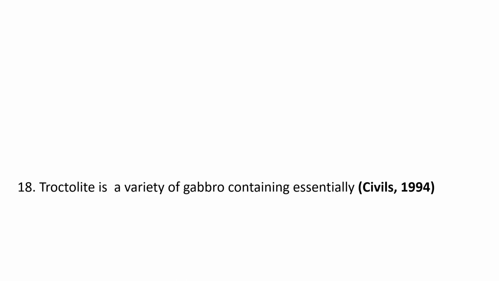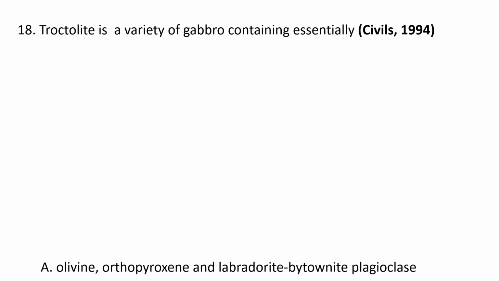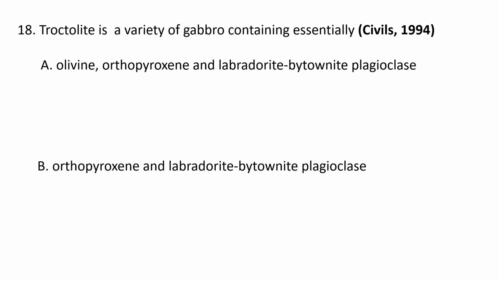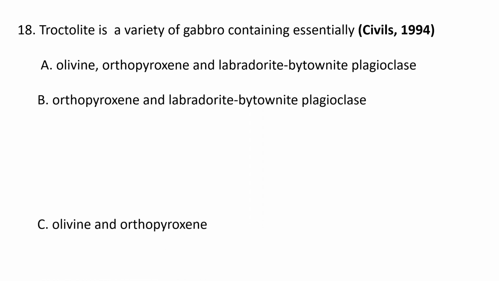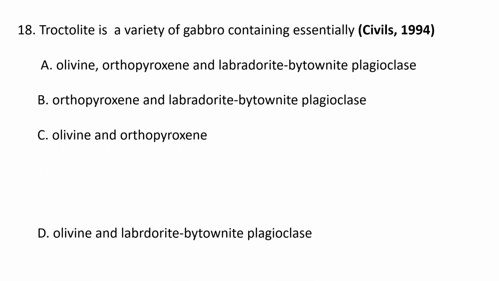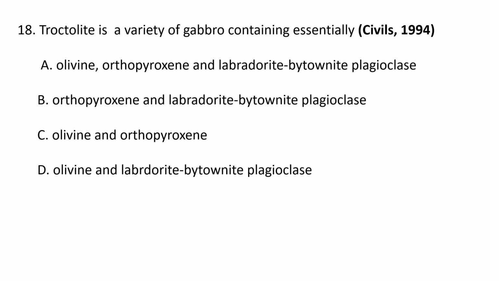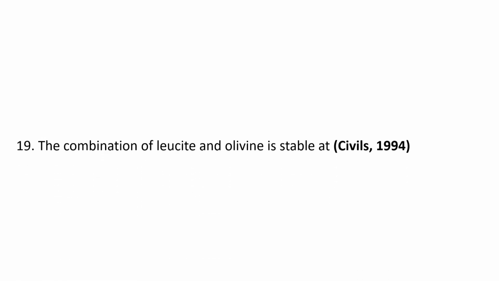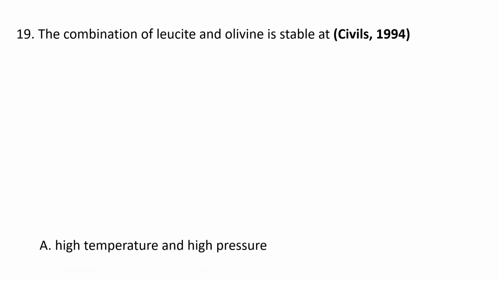Next question. Troctolite is a variety of gabbro containing essentially A. Olivine, orthopyroxene and labradorite bytownite plagioclase. B. Orthopyroxene and labradorite bytownite plagioclase. C. Olivine and orthopyroxene. And D. Olivine and labradorite bytownite plagioclase. So the correct answer is B. Orthopyroxene and labradorite bytownite plagioclase. So troctolite is a type of gabbro which mainly consists of these constituents like orthopyroxene, labradorite and bytownite plagioclase.